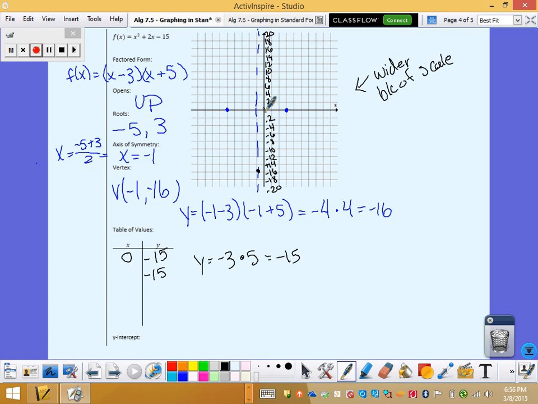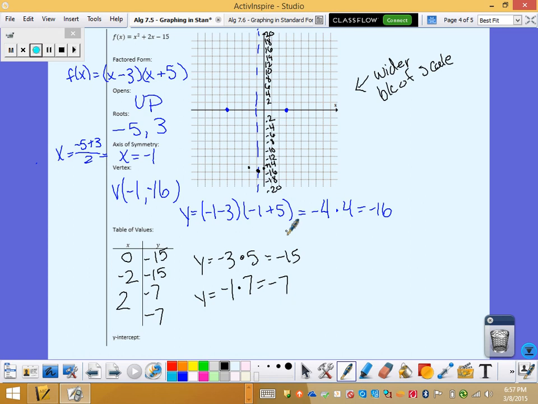Okay, so 0, I'm going to go halfway between 14 and 16, and there's another one at -2. Okay, let's go ahead and try 2. When x is 2, y will be 2 minus 3 is going to give us a -1 times 2 plus 5 is 7. This leaves us with a y value of -7.